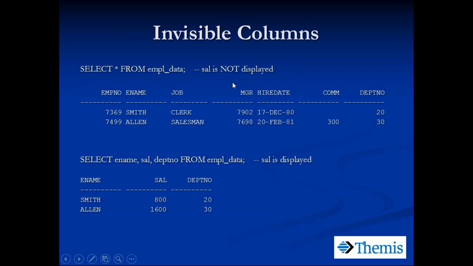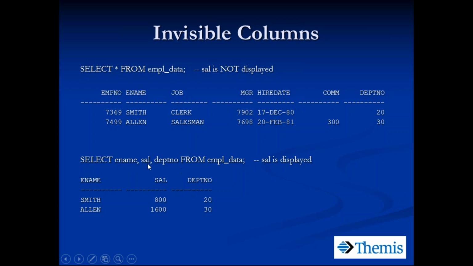All right, if we look at the next example here, if I do a select asterisk from the table, there's no salary there either. But notice the second select, I selected explicitly the salary field. I said select ename and sal from department number and then from that table, and now I get the salary field.